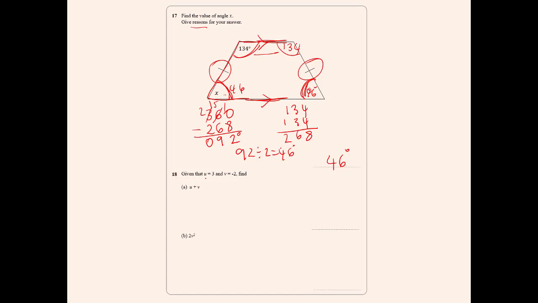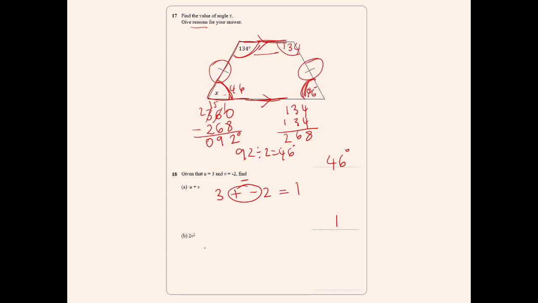Question 18, given that u is 3, v is minus 2, find u plus v. So u is 3 plus, are we adding v, which is minus 2. Now always write down both signs, then I can change the sign and then decide what I'm going to do later, add or subtract. So minus, plus and minus together makes minus, so 3 take away 2 is 1. So the answer is 1.